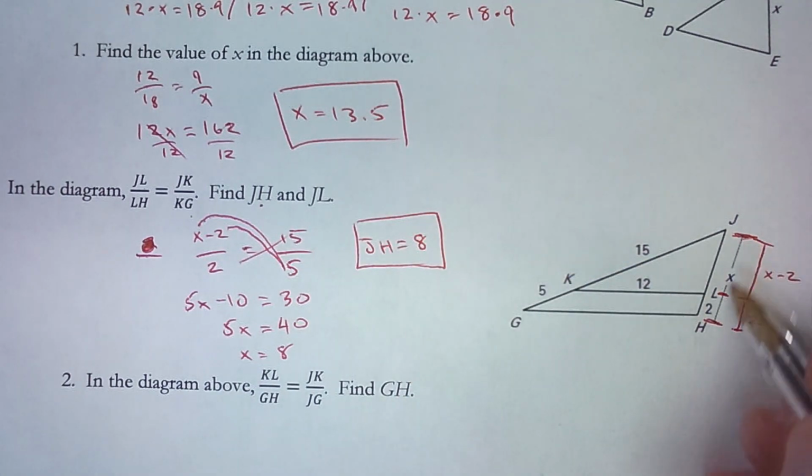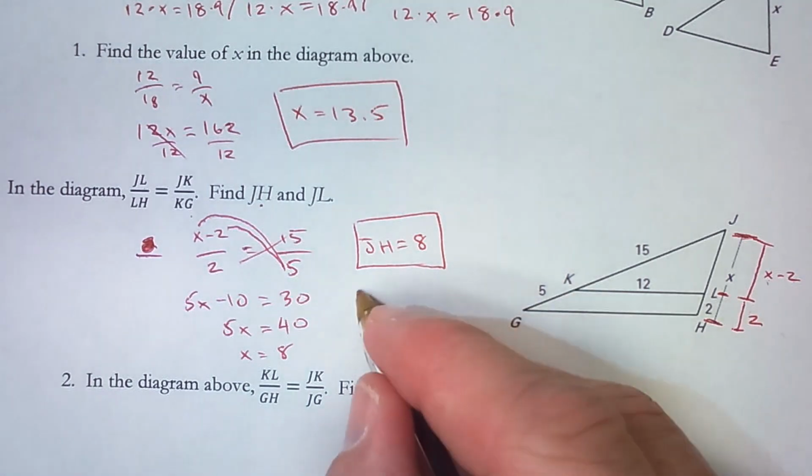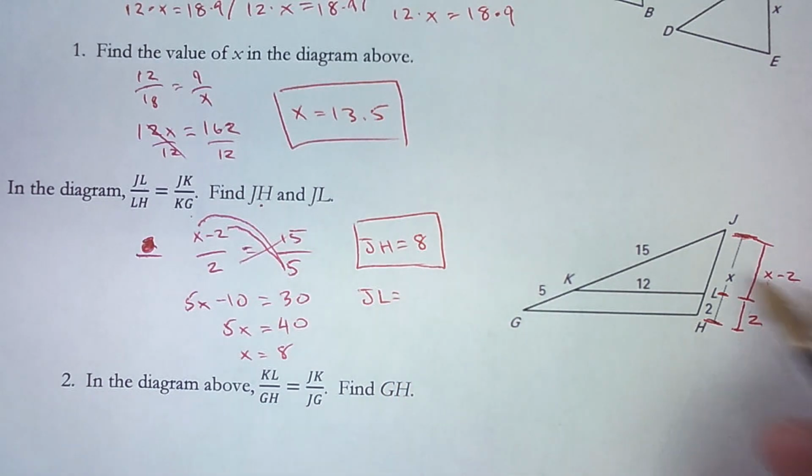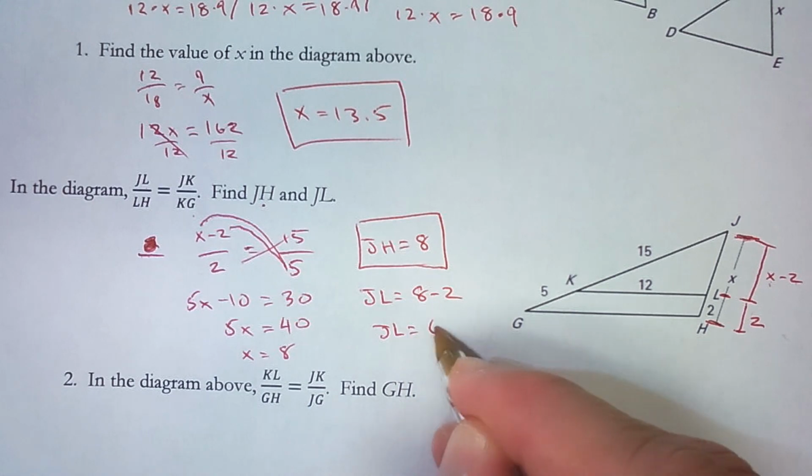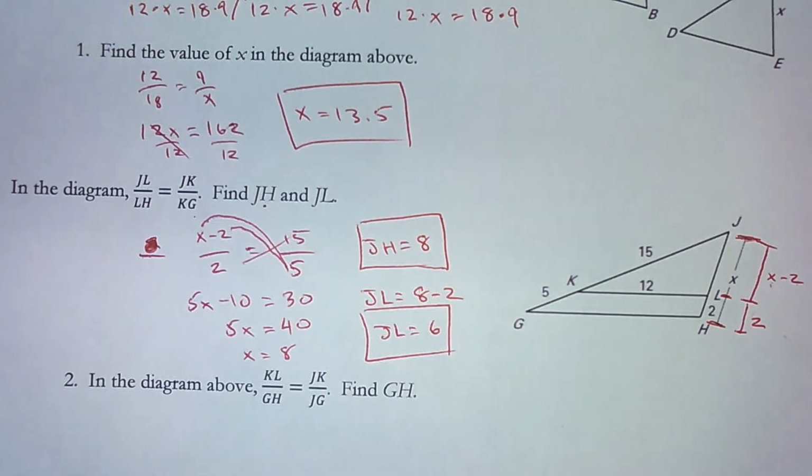Then we want the length of JL. JL is X minus 2, so it's 8 minus 2, so JL is 6.